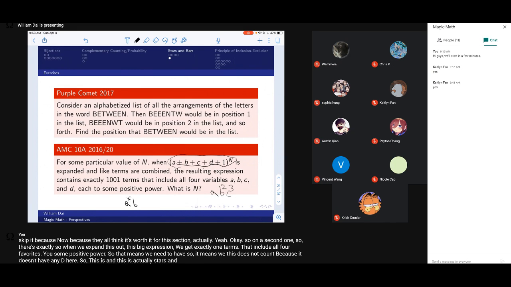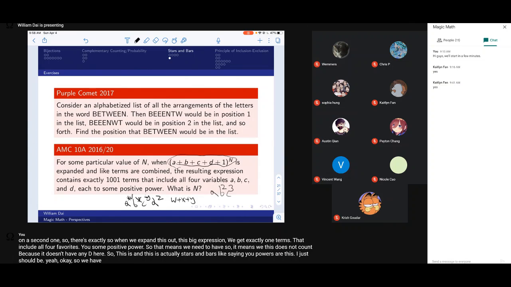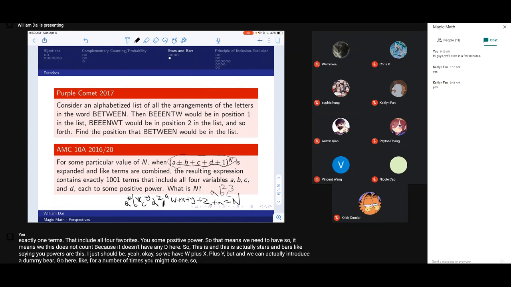Say the powers are this. Actually, this should be, yeah. Okay, so we have w plus x plus y, and we can introduce a dummy variable here, for the number of times you do one. This is a bit different from the stars and bars we did before, because these are positive integers.